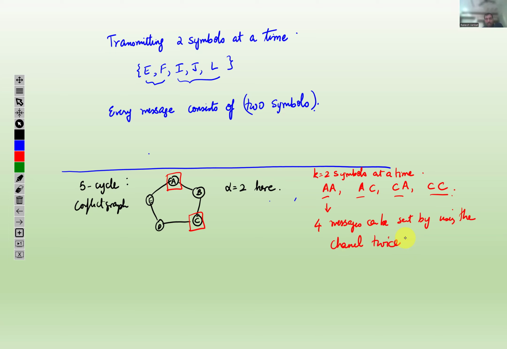But actually, I claim that there is a better way. You can actually send 5 messages. And here's a set of 5 messages that can be sent.